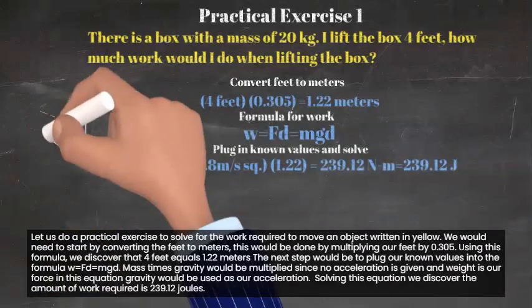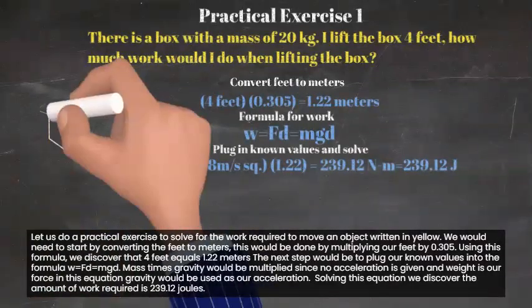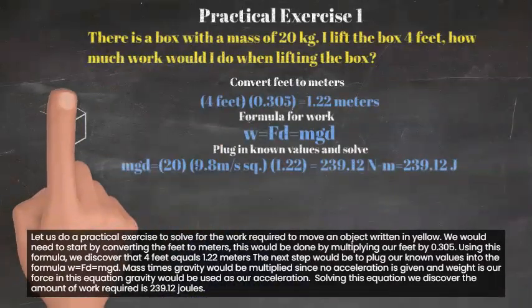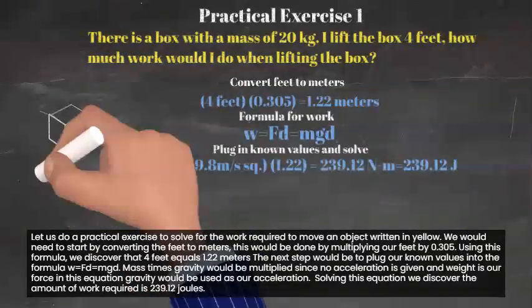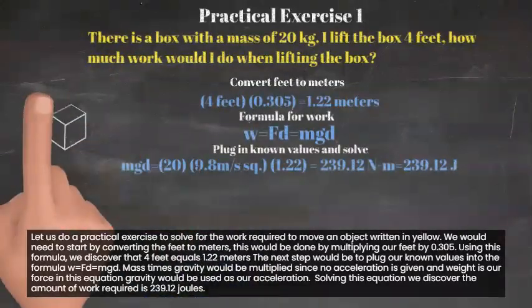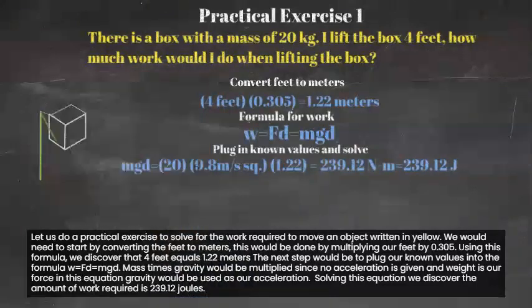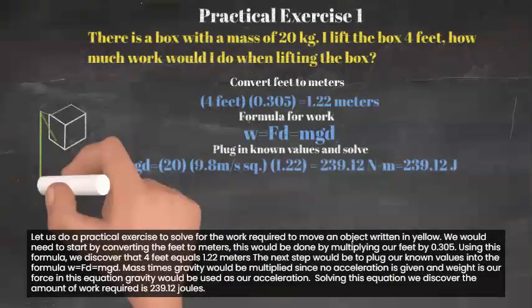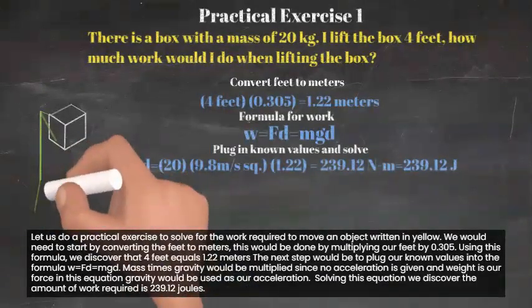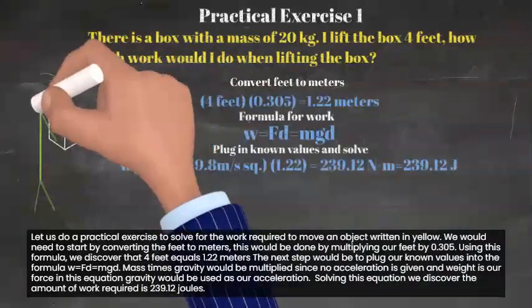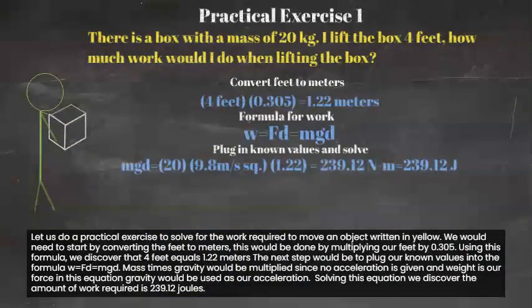The next step would be to plug our known values into the formula W equals FD equals mgd. Mass times gravity would be multiplied since no acceleration is given, and weight is our force in this equation. Gravity would be used as our acceleration. Solving this equation, we discover the amount of work required is 239.12 joules.